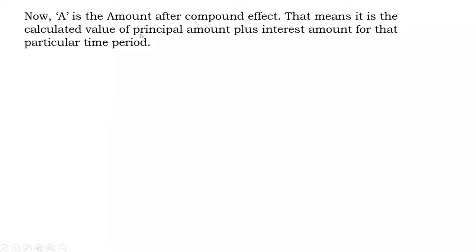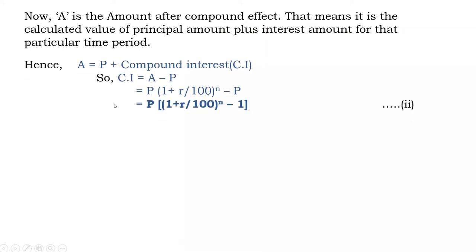Now A is the amount after compound effect. That means it is the calculated value for principal amount plus interest amount for that particular time period. Hence, we can say A is equal to P plus compound interest, that is CI. So CI, compound interest, is equal to A minus P. So from the above equation, we can say CI is equal to P times (1 plus R by 100) to the power n minus P, which is equal to P times [(1 plus R by 100) to the power n minus 1] in bracket.